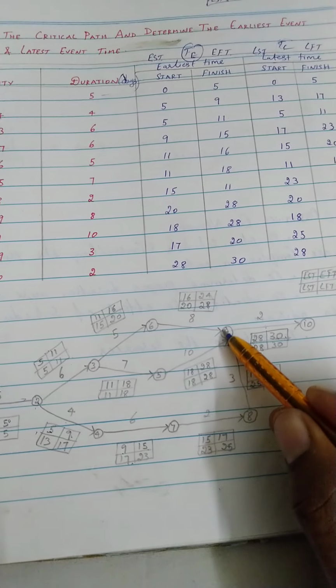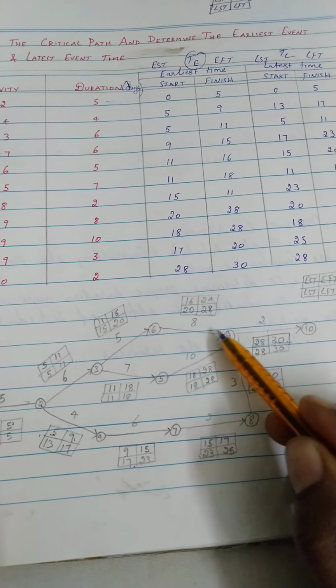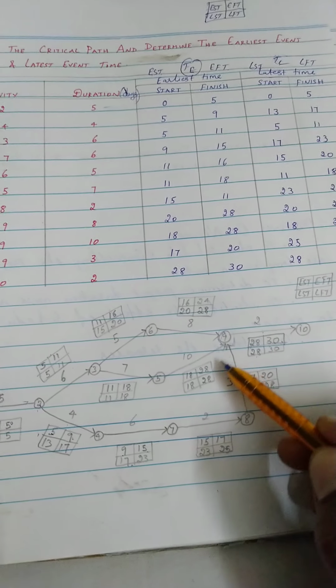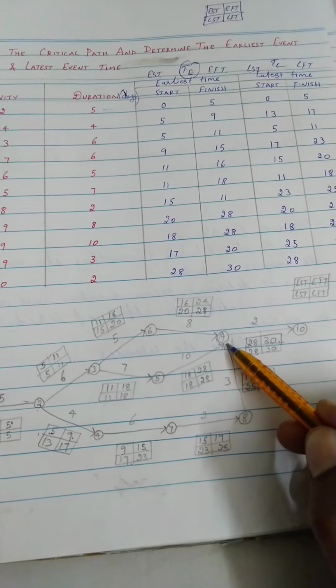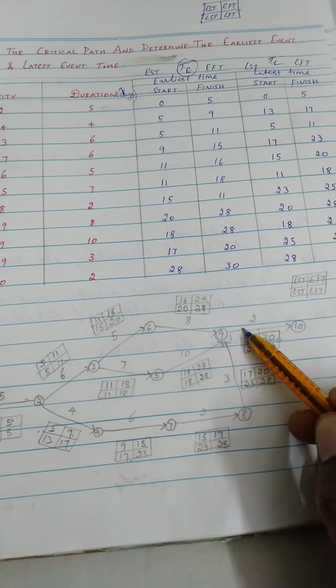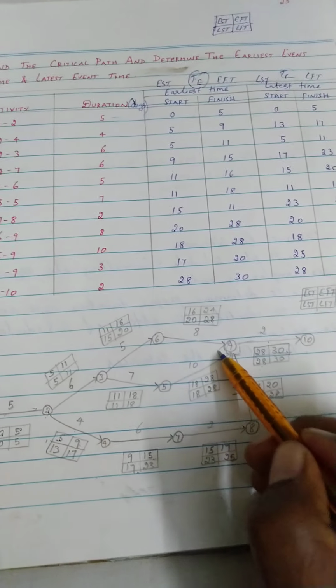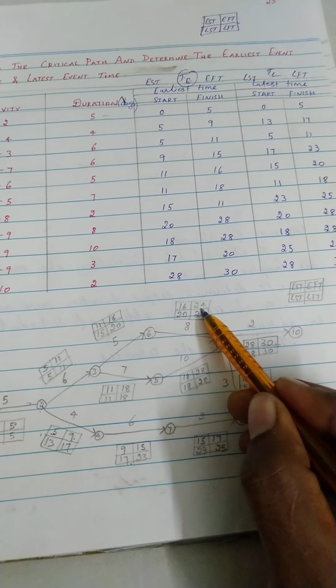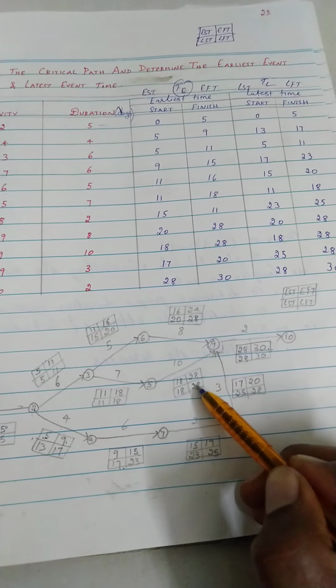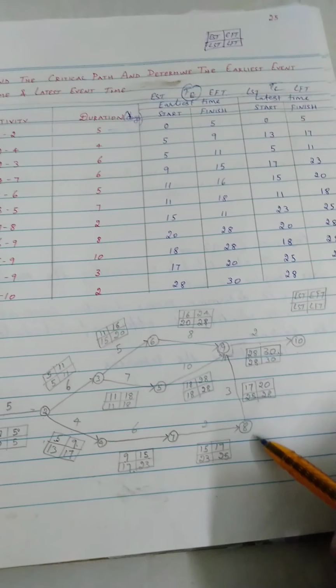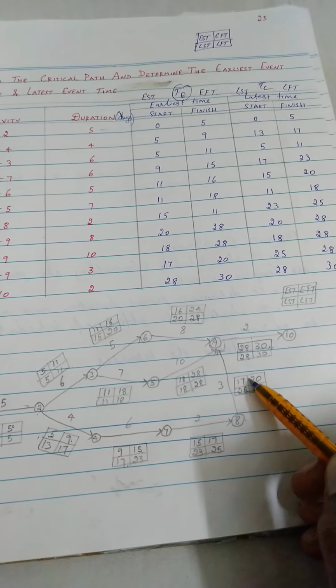So this is the 9th event. In this event there will be 1, 2, 3 activities that come to an end. So consider this as a junction. From this junction 9 to 10 is one activity going. For 6 to 9 the earliest finish time is 24, and 5 to 9 the earliest finish time is 28, and 8 to 9 the earliest finish time is 20.